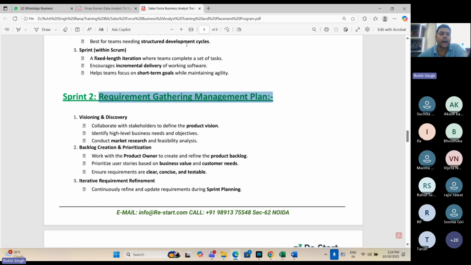Okay. So this is what I used to do in the real-time environment. However, first, we need to understand the management plan for the requirement gathering. You need to first make sure that vision and discovery, the initial phase, that means you need to understand the product vision. Only then you will be able to understand the business need and objectives of the client. That means collaborate with stakeholders to define product vision and identify high-level business needs and objectives.